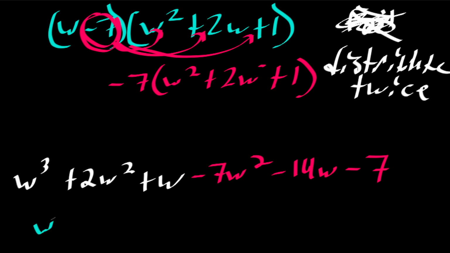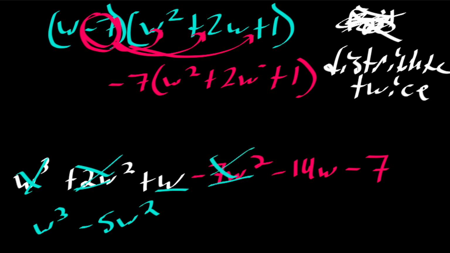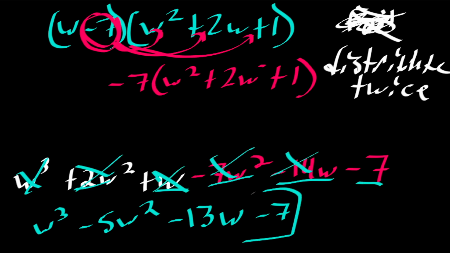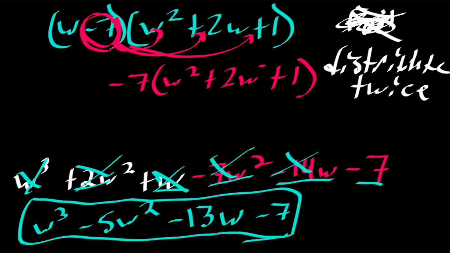So w to the third doesn't have a like term. 2w squared minus 7w squared would be -5w squared. And then we would have w minus 14w, so that would give me -13w. And then we have -7. All right, so now we're finished. And once again, we just want to make sure that the exponents are in descending order, greatest to least, and they would be. So once again, this is distributing twice.